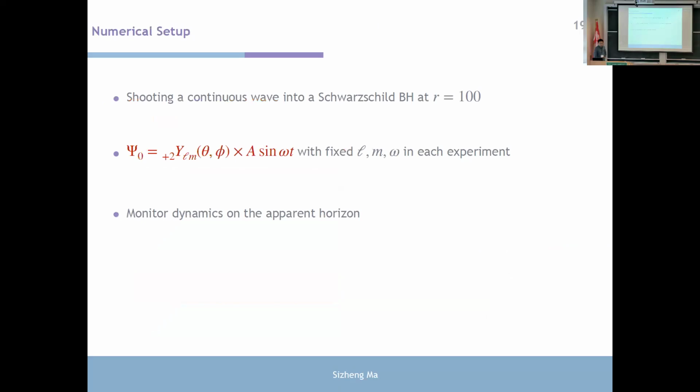This is our numerical setup. Here we shoot a continuous wave into a Schwarzschild black hole at a far distance. We do this by specifying the Weyl scalar psi4 at the outer boundary. Here, this psi4 is decomposed into the spin-weighted spherical harmonics and multiplied by a time-dependent function. And in our case, we just set it to be a monochromatic sinusoidal wave. In each experiment, we fix the angular pattern as well as the frequency value. And finally, we monitor the dynamics on the apparent horizon.